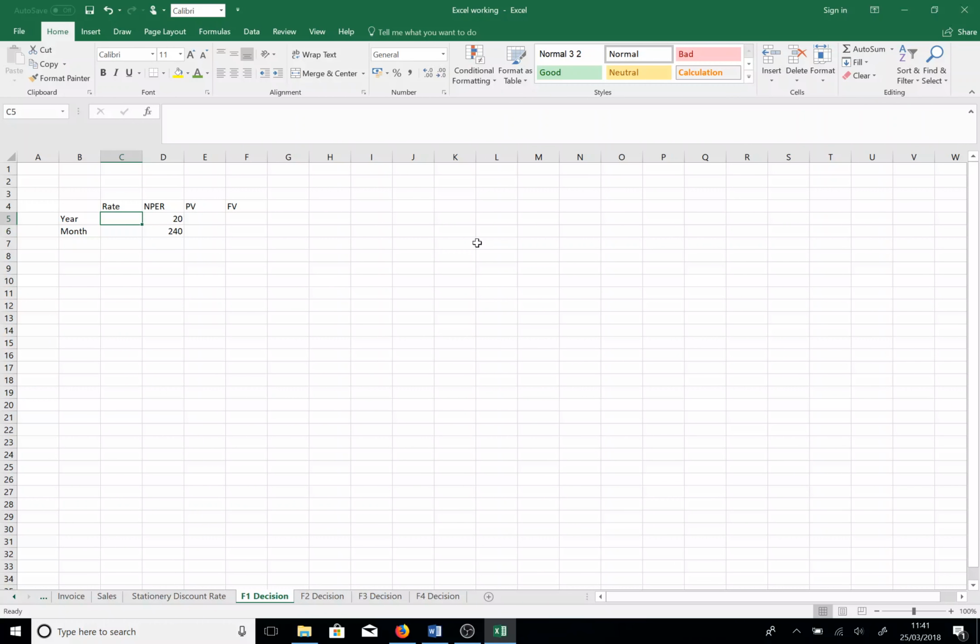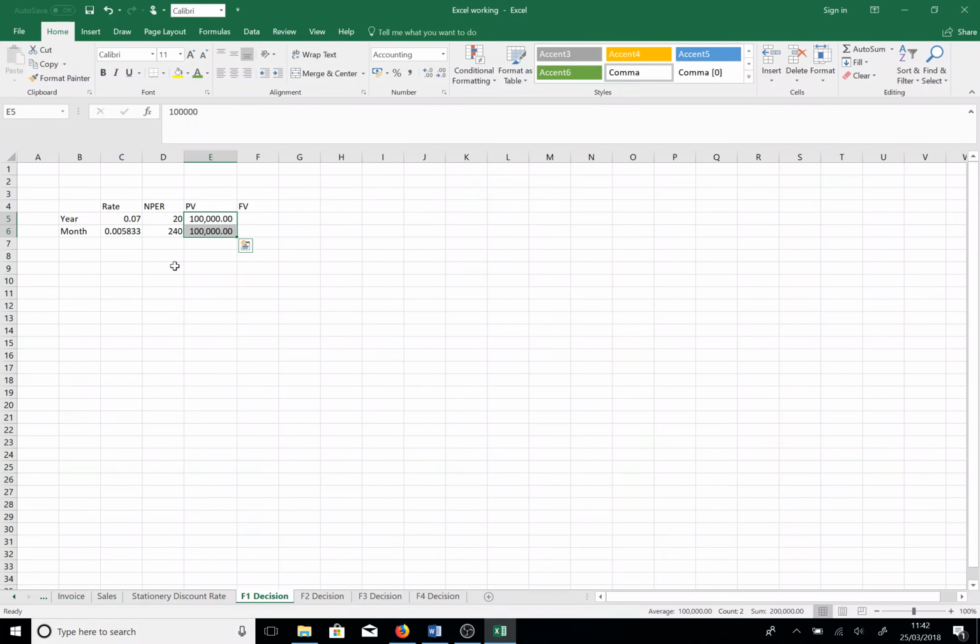The rate is 7%, but it's 0.07, because that's a percentage. Don't get confused. Never put 7 in there. It has to be 0.07 divided by 12. It's a monthly interest rate, it's not a yearly interest rate. And then your present value, which is the value as it is today, is 100 grand, and that will be the same. So there's your syntax. Let's work it out.